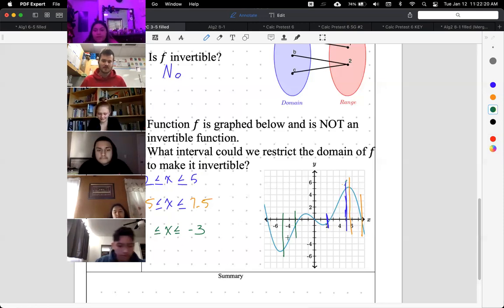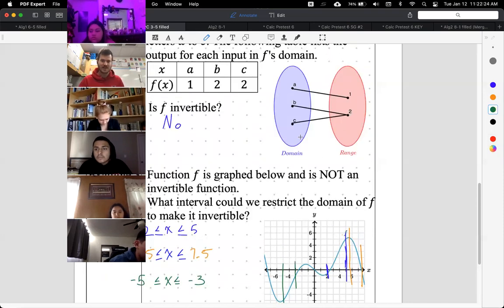That's how you do the homework. You're going to restrict the domain to make it invertible and check if it's invertible by just looking at the domain and range and how points map onto each other. And map is a fancy word for saying connect the line. All right, good job, guys.